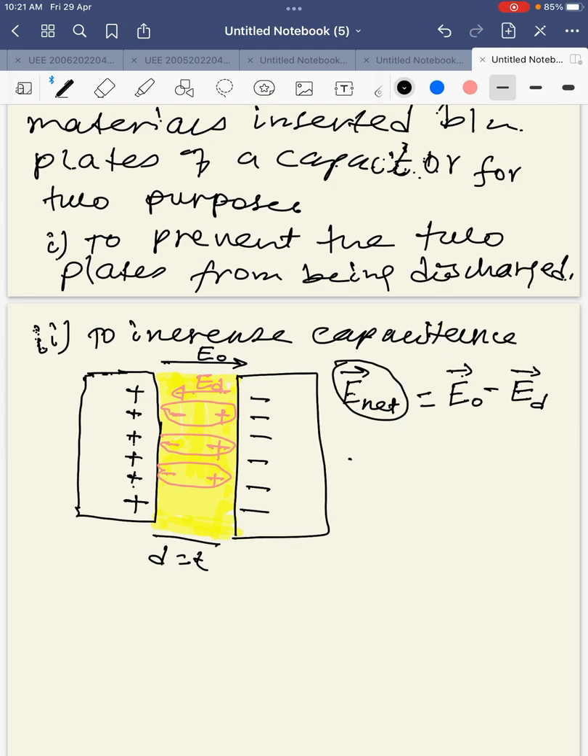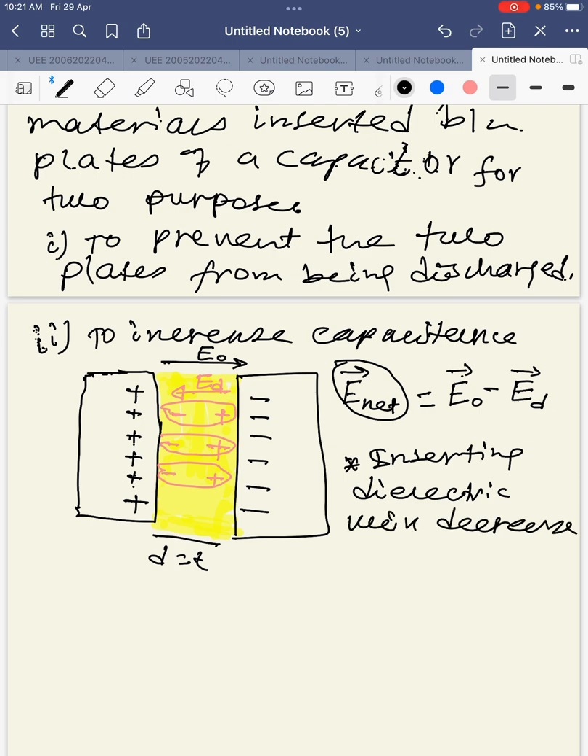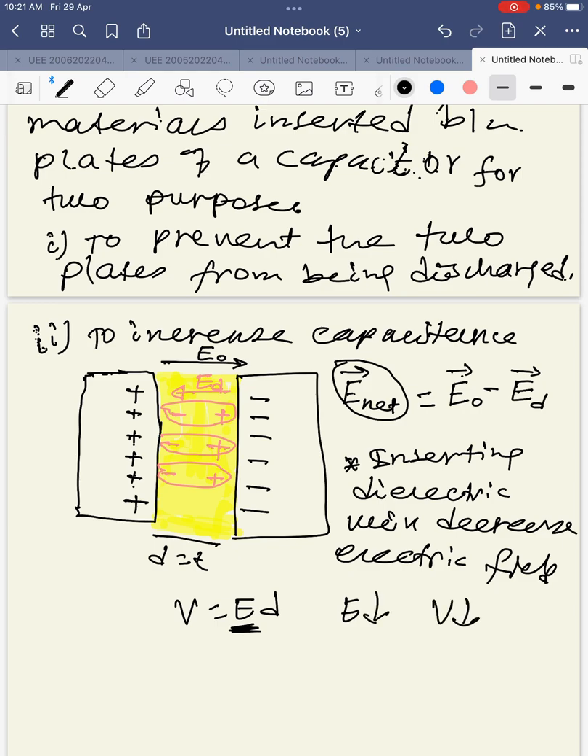Inserting dielectric will decrease electric field. Inserting dielectric will decrease electric field. You know, V is equal to E D. When this electric field decreases, when E decreases, the voltage also decreases.